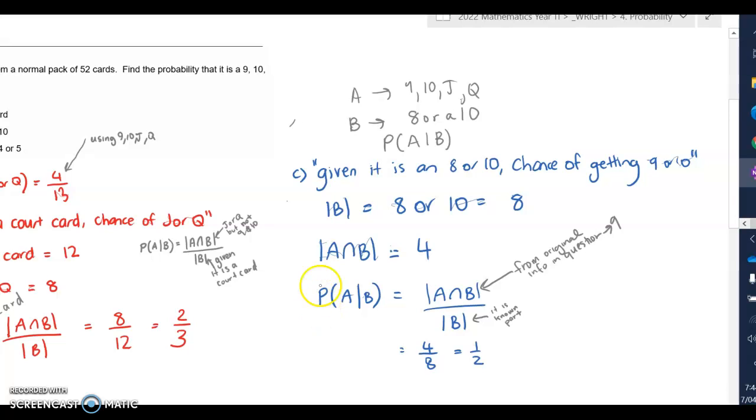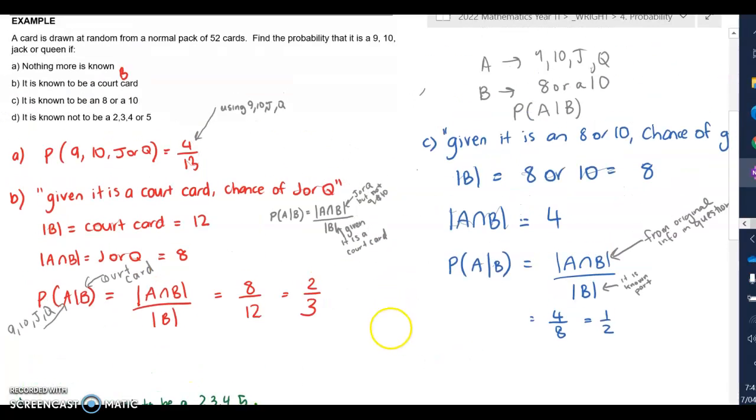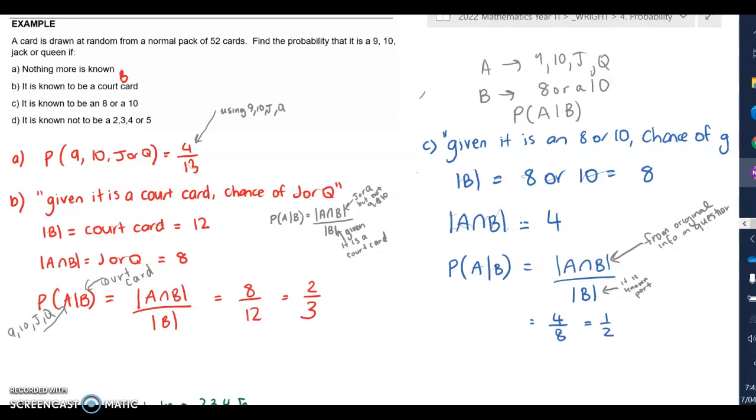So the probability of A given B, or the probability that we select out of our 52 cards a 9, a 10, a jack, or a queen, given that it is an 8 or a 10, and using our formula, A and B over B, we go back and find what we worked out for A and B. That was 4. What did we work out for B? It was 8, so we work out a half as our answer. Okay, one part of that question to go, and that is part D.